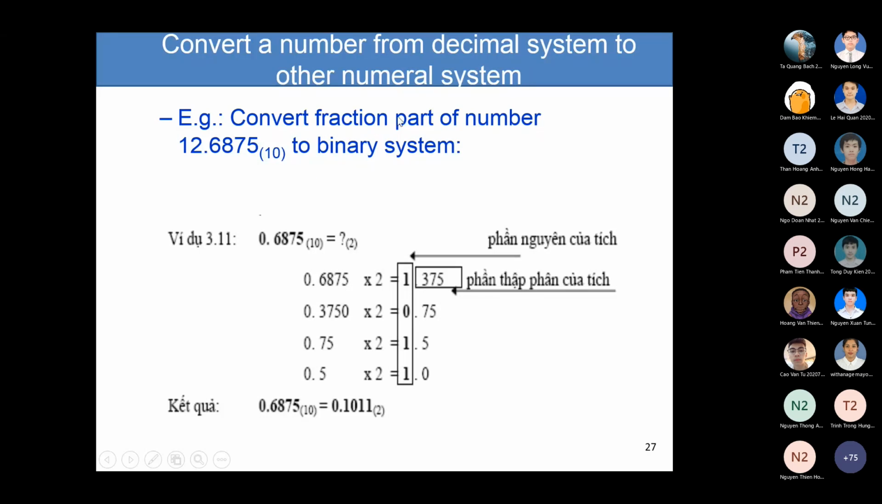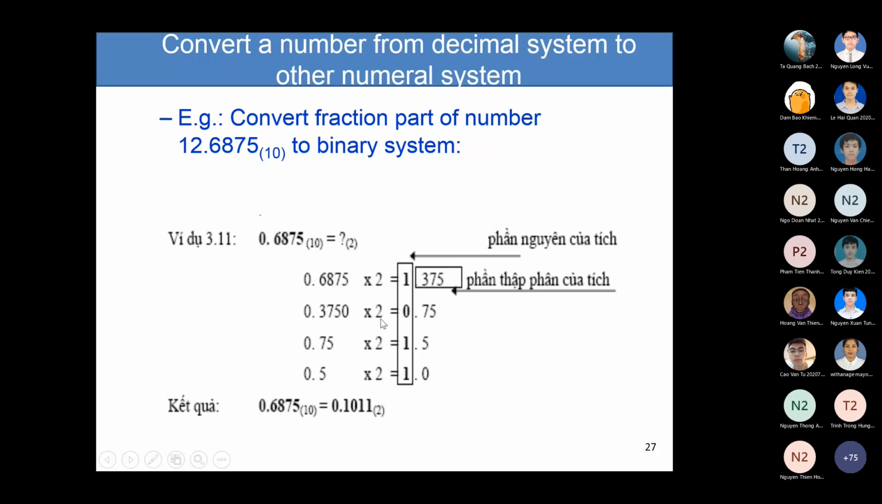We need to convert the number 0.6875 in the decimal system into the binary system. So the base equals 2. We multiply this number by 2 and obtain the result 1.375, in which 1 is the integer part and 0.375 is the fraction part. Because this fraction part is different from 0, we continue to multiply.